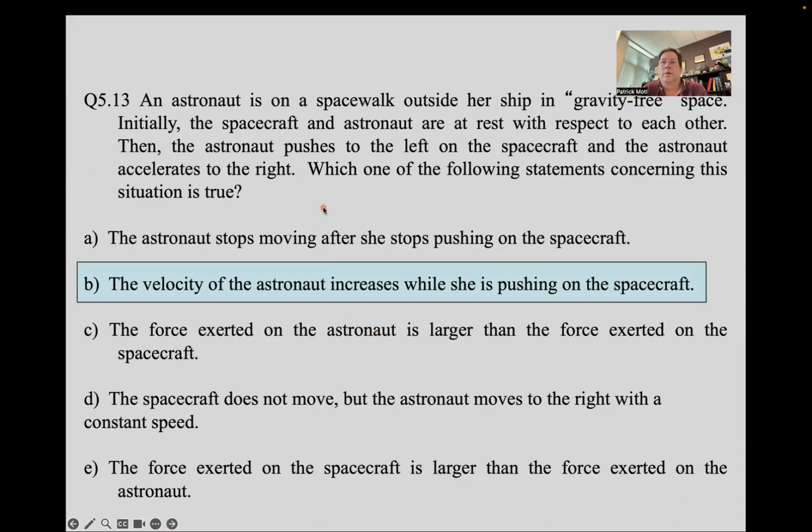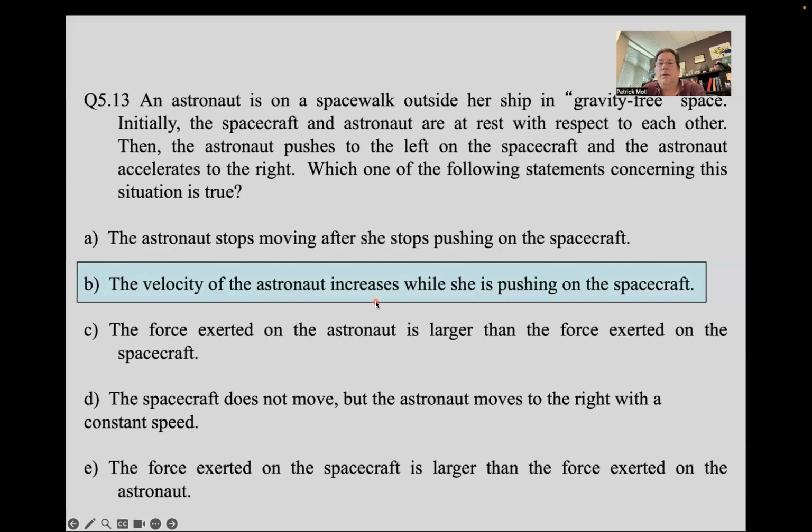All right. So this is a sort of summary question for all of Newton's laws of motion together. A is not true. The astronaut stops moving after she stops pushing on the spacecraft? No. Newton's first law of motion says that after she stops pushing on the spacecraft, she's going to keep moving. It would take a force to stop her.